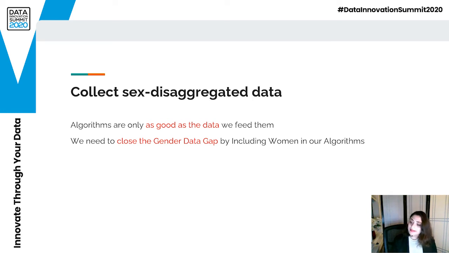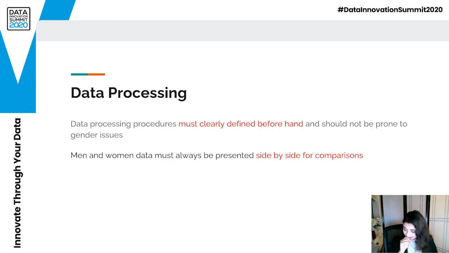Algorithms are only as good as the data we feed them. We need to close this gender data gap by making sure that women are included in these algorithms, and the ownership is on us, and especially on women who are focused on women in data and women in AI-based initiatives. Another important step that we shouldn't ignore is data processing, because data processing procedures must clearly be defined beforehand, and they should not be prone to gender issues.